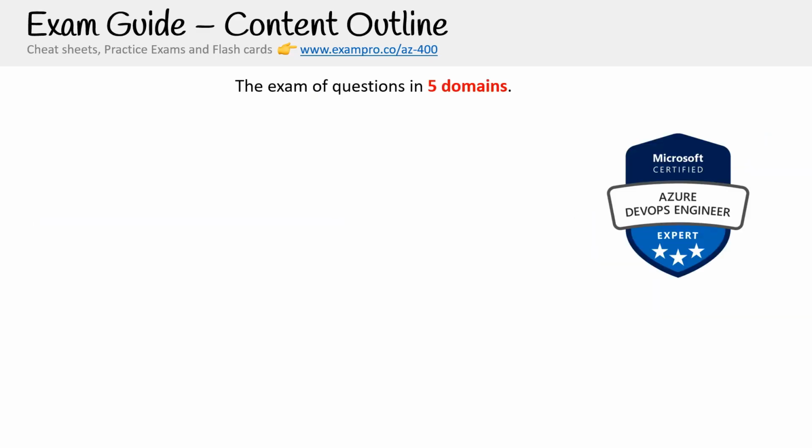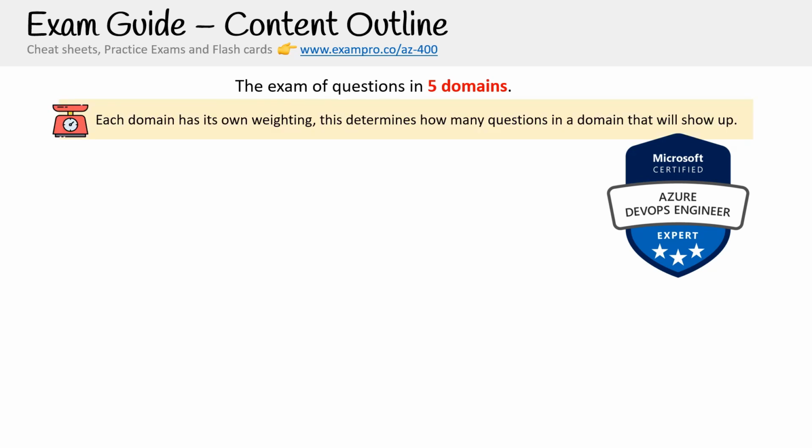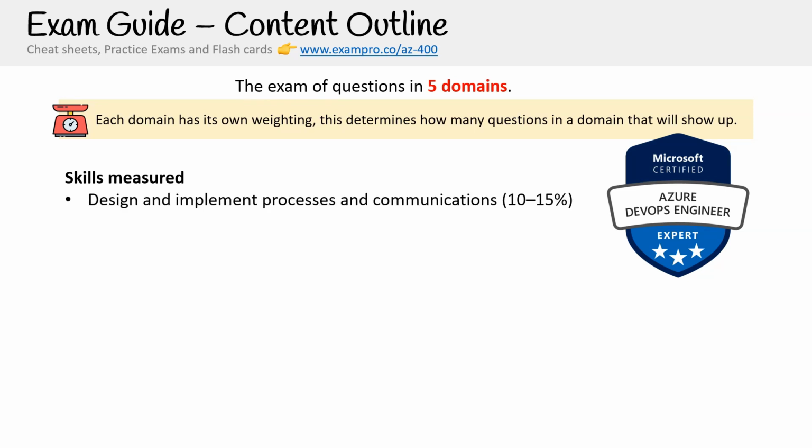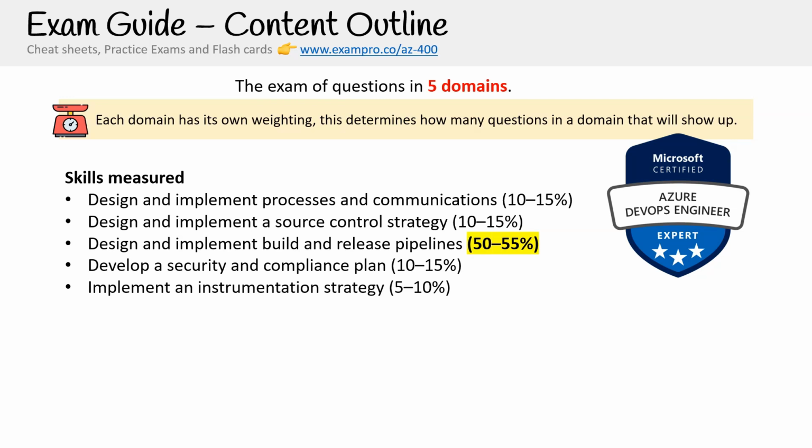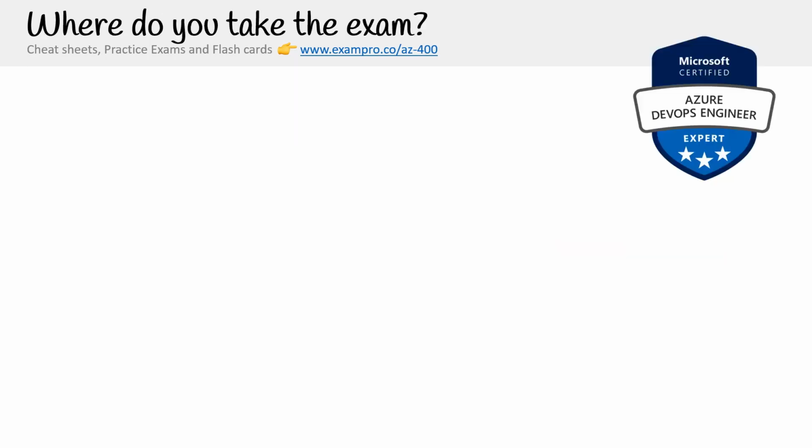Exam guide, content outline. The exam has a total of 5 domains. Each domain has its own weighting. This determines how many questions from a domain will show up. Skills measured: design and implement processes and communications. Design and implement a source control strategy. Design and implement build and release pipelines, which consists of 50 to 55% of the exam. Develop a security and compliance plan. Implement an instrumentation strategy.